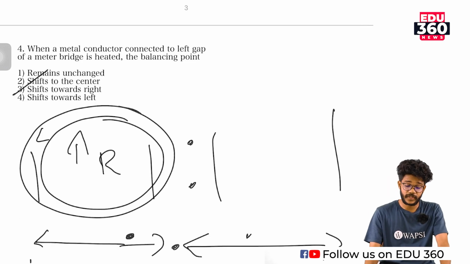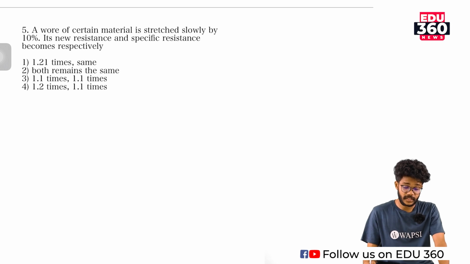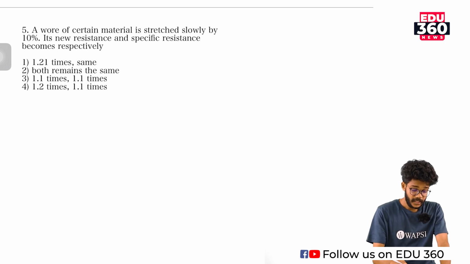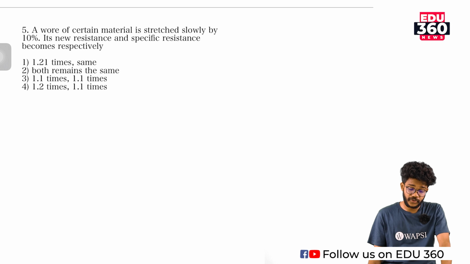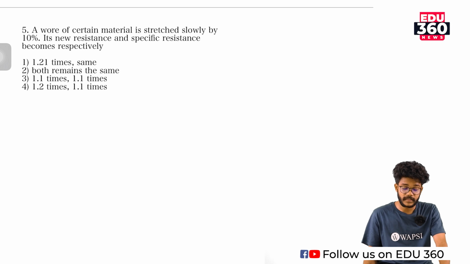Then we can move to the fifth question. A wire of certain material is stretched slowly by 10%. Its new resistance and specific resistance become, respectively... By seeing the options, we can easily solve it. The first option is 1.21 times, that means the resistance is changing and the specific resistance is still the same. And in the second option, both remain the same.